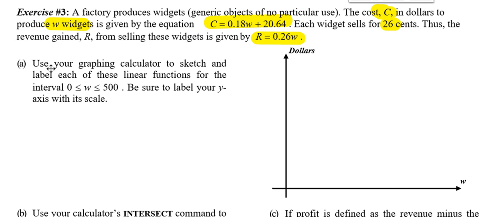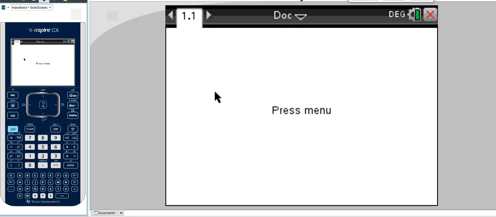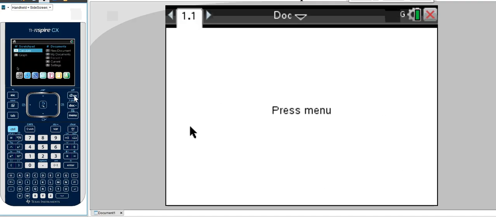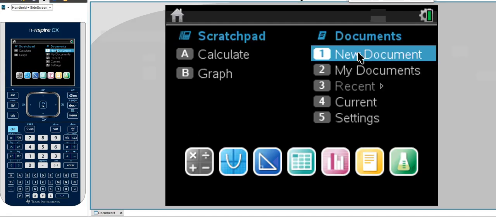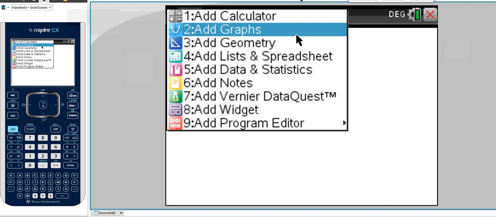So first it just says use your graphing calculator to sketch and label each of these linear functions for the interval 0 is less than or equal to W is less than or equal to 500. Be sure to label your y-axis with the scale. What this is telling you is that we are going to graph these two equations on a graphing calculator. So you're going to pull up your graphing calculator and hit on, new document, add graph.